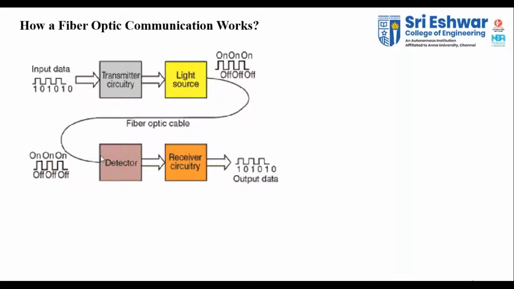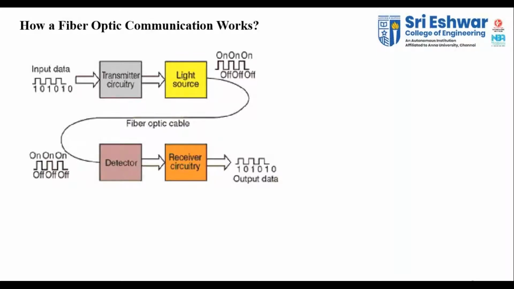So the light source is the carrier. Your light source is a light device, and light is acting as the carrier here. Then at the receiver end, the receiver circuit has a detector connected. Here the detector is nothing but a photodetector. There are 2 types: generally a PN junction photodetector or an avalanche photodetector is used.